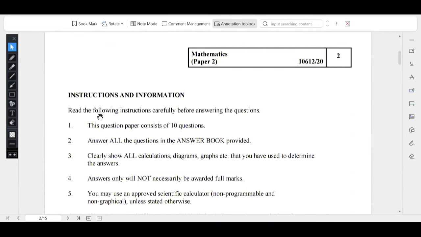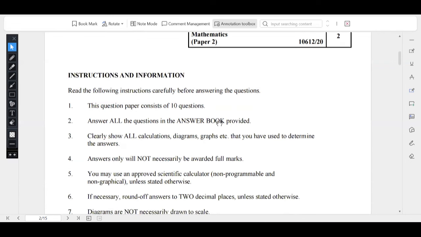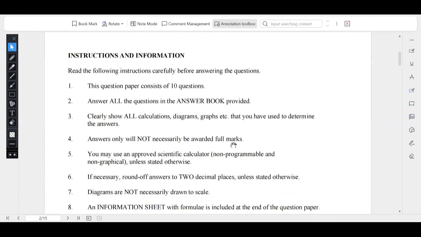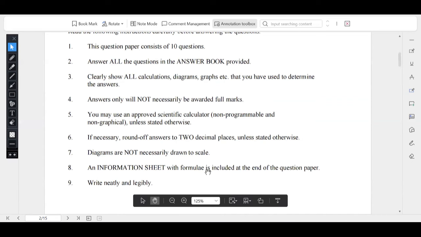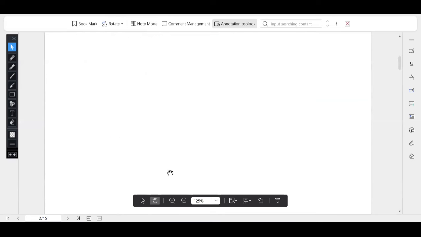We have our instructions and information. It says, read the following instructions carefully before answering the questions. Number one, this question paper consists of 10 questions, and answer all the questions in the answer book provided. Clearly show all calculations, diagrams, graphs, etc. that you have used to determine the answers. Answers only will not necessarily be awarded full marks. You may use an approved scientific calculator, which is non-programmable and non-graphical, unless stated otherwise. If necessary, round off answers to 2 decimal places, unless stated otherwise. Diagrams are not necessarily drawn to scale. An information sheet with formulae is included at the end of the question paper. Write neatly and legibly. Okay, right.